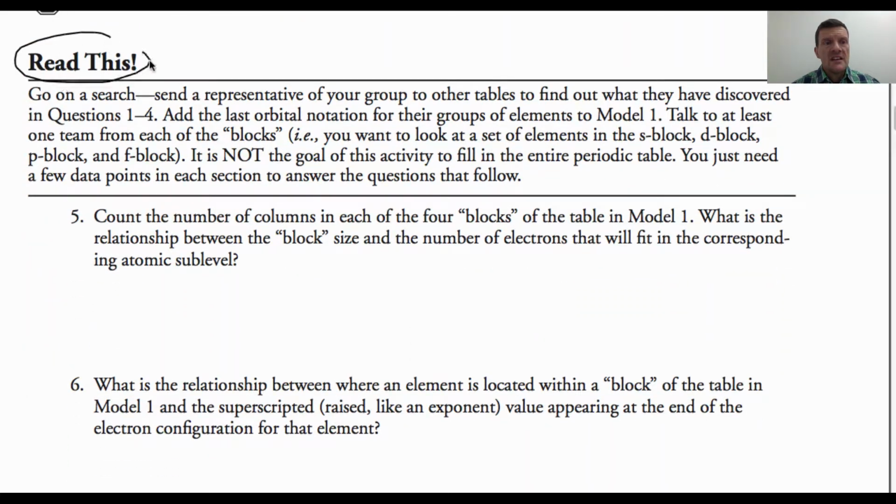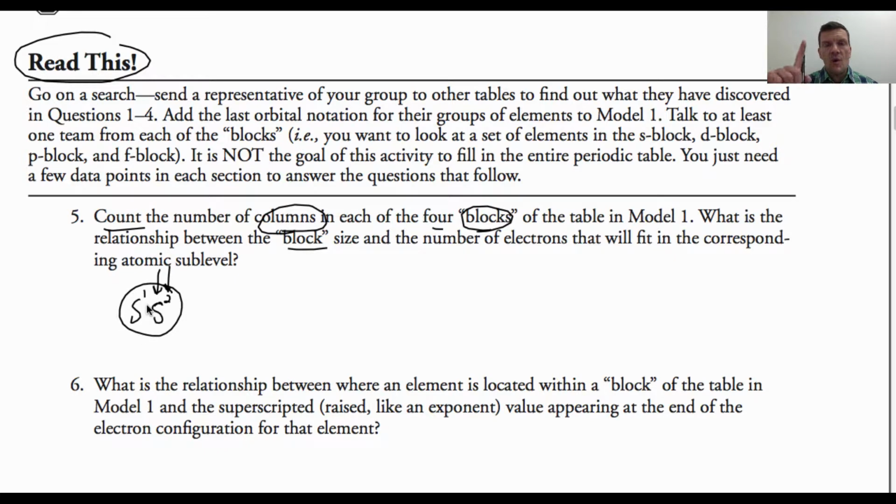Moving on, let's read this part right here. Basically what this is saying is go now and share your information with other groups, but we already did that. We already talked about it as if we had all of the information from the different groups. So it says count the number of columns in each of the 4 blocks and what is the relationship between the block size and the number of electrons that will fit in the corresponding atomic sublevel. I just said that there are two columns for the S block, and that's because S holds 2 electrons. So you've got the S1 being filled, and then S2.